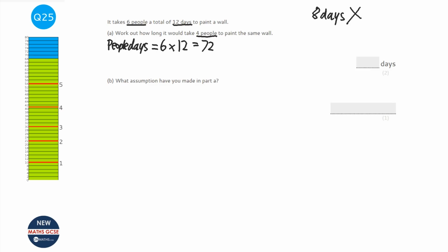So it says we've got 4 people. So what we do is you get the amount of people days, which is 72, but we don't have one person anymore, we've got 4 people, so we're going to divide it by 4. Now an easy way to divide something by 4 is to halve it, then halve it again. So 72 divided by 2 is 36, then halve it again is 18. So the answer is 18 days. Now let's have a look and see if that's realistic. Well, it took 6 people 12 days, so 4 people, which is less, will take longer. So instead of 12 days, 18 days.